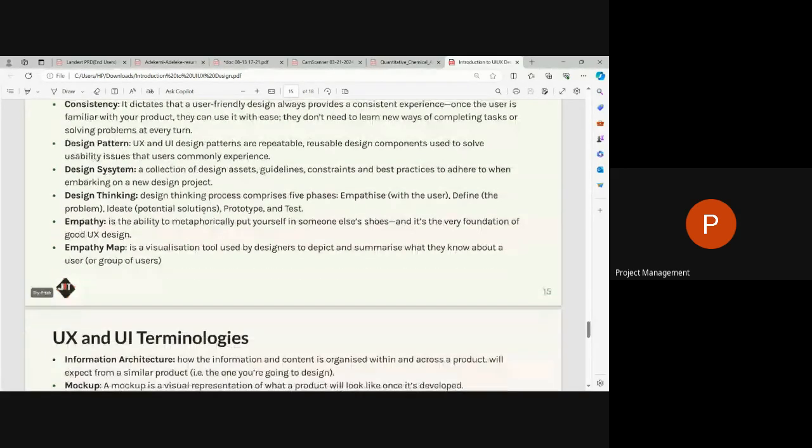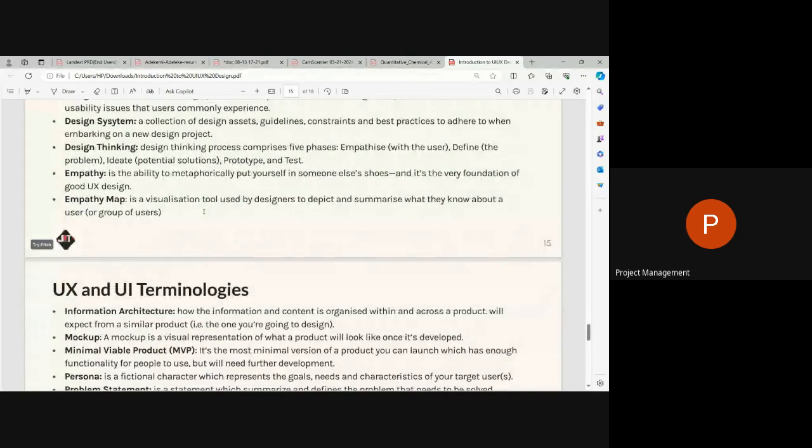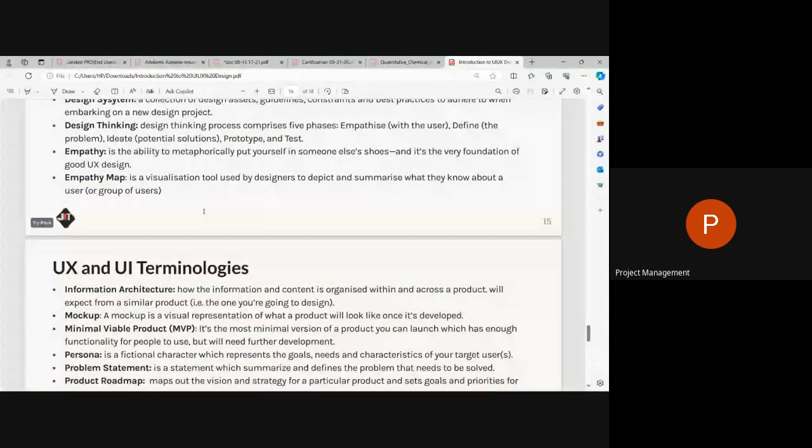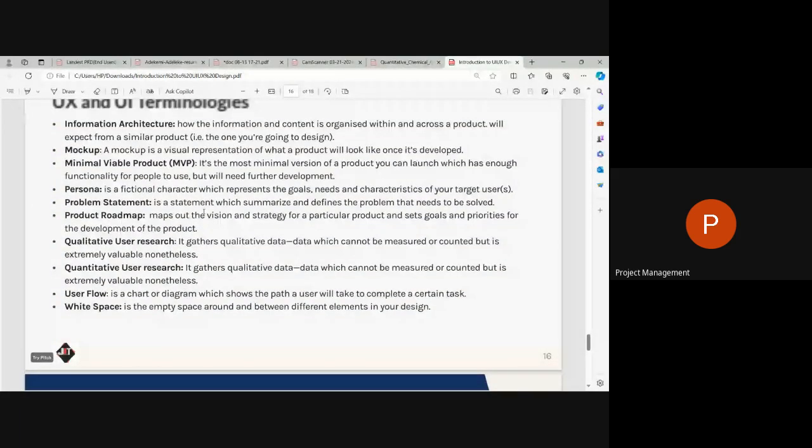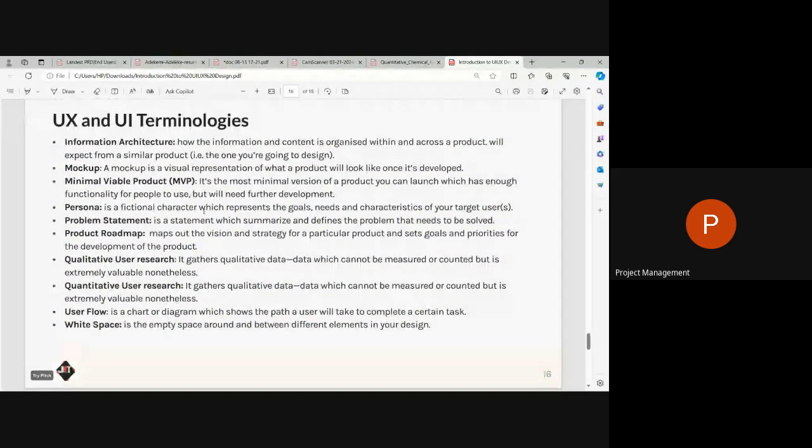We have the empathy, that is putting yourself in the shoes of your users. Then we have the empathy mapping. They are used by UX designers to summarize the research that they got from their users. Then we have the information architecture, that is how the product is organized. We have the mock-up, a visual representation of what the product will look like once it is developed.